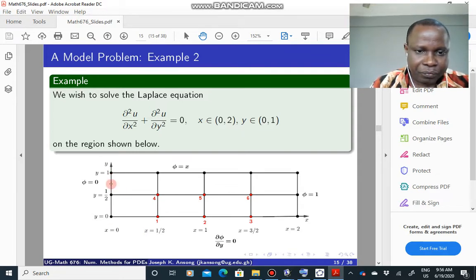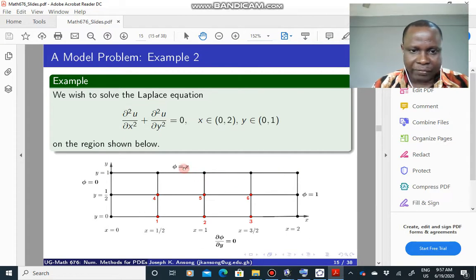Now, as it is, the only interior points that we need to be concerned about are node number 4, number 5, and number 6. But we don't know node number 1, 2, and 3 because along here we are not given the Dirichlet boundary condition. We are given a Neumann condition. We are told that the derivative of phi with respect to y is equal to 0, so we need to treat that. But along all the other boundaries, along this boundary, phi is equal to 0. So this point is 0, phi is 0 here, phi is 0 there.